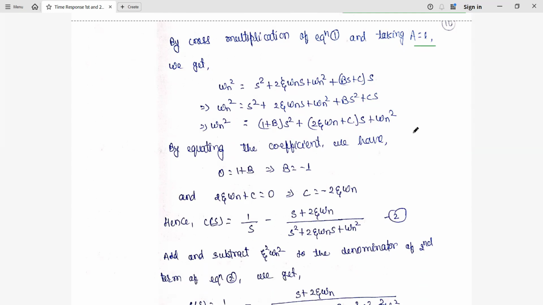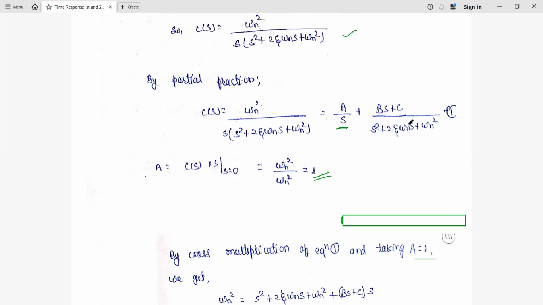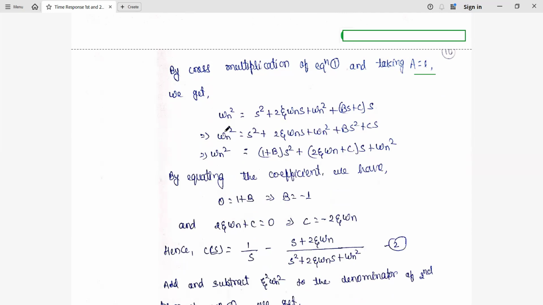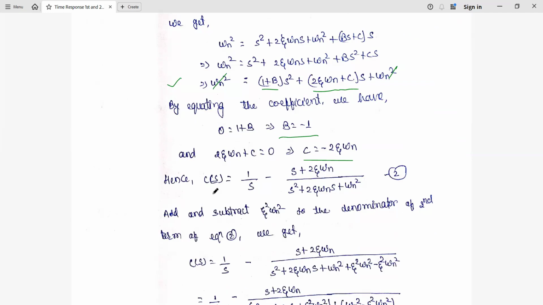Once you substitute the value 1 here and do the cross multiplication, it is equated from this side to this side. On the basis of this expression we have this arrangement. Finally, you see that this and this get cancelled. So A plus B equals 0, as well as 2 into damping ratio omega n plus C is also equal to 0, since this side coefficient is 0. By equating the coefficients, we have B equal to minus 1 and C equal to minus 2 into damping ratio into omega n. Now that value is substituted here, so we got C of S in the S domain.